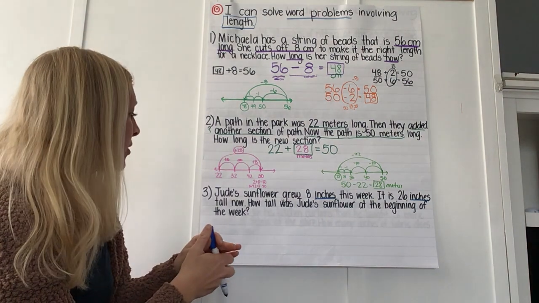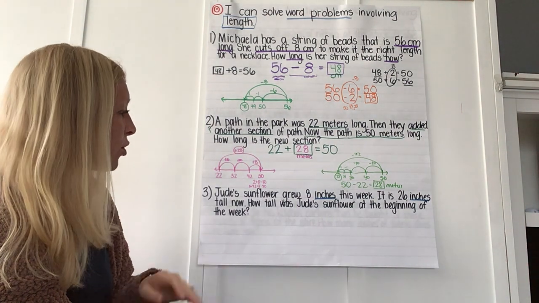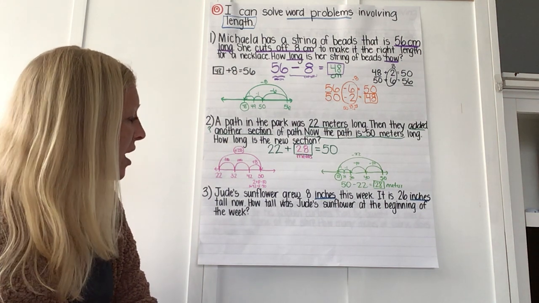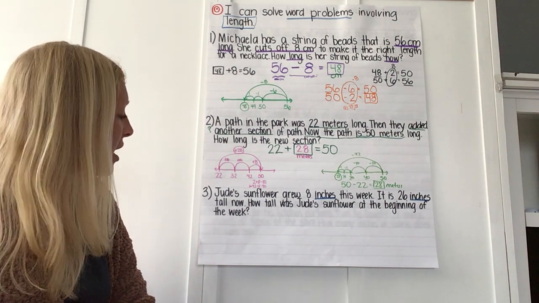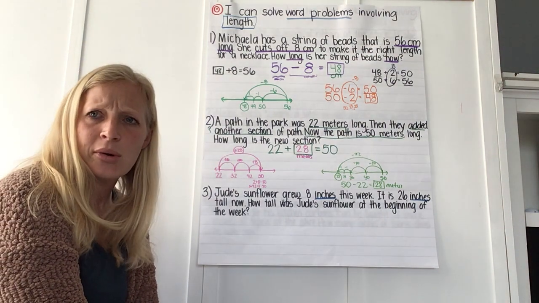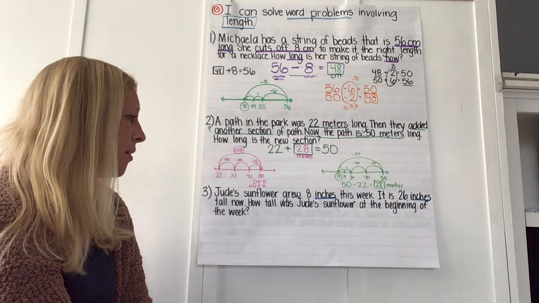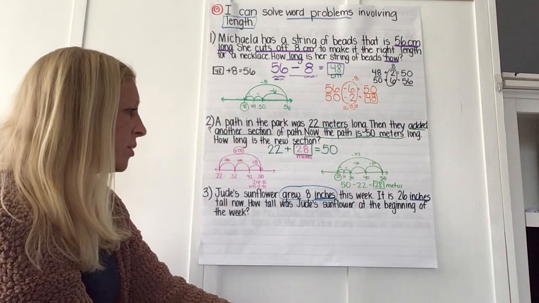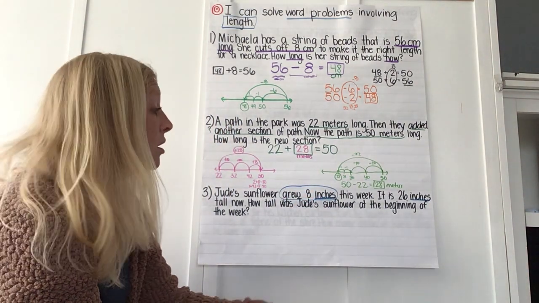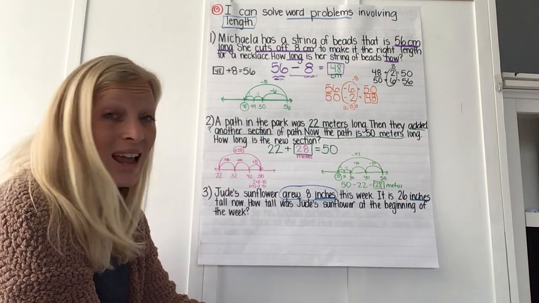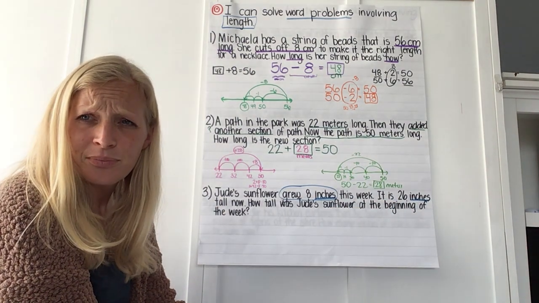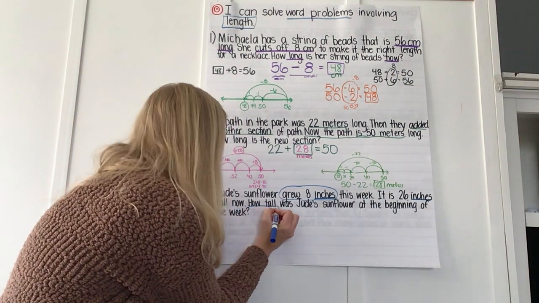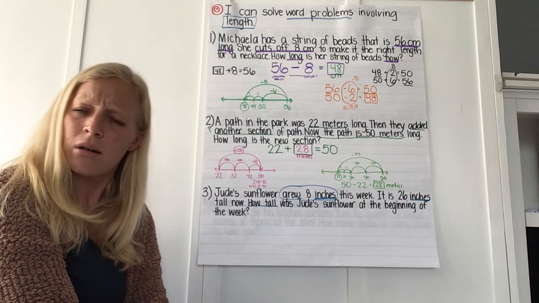Inches. Yes. Okay, so Jude's sunflower grew 8 inches this week. It's 26 inches tall now. How tall was Jude's sunflower at the beginning of the week? Ooh, what do we know? It grew 8 inches. What else do we know? It's 26 inches tall now. We're trying to find out how tall it was at the beginning of the week.